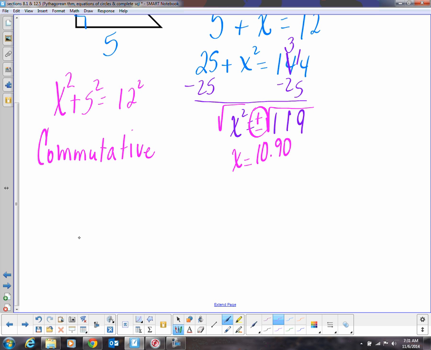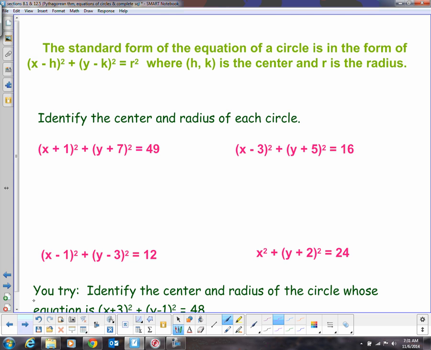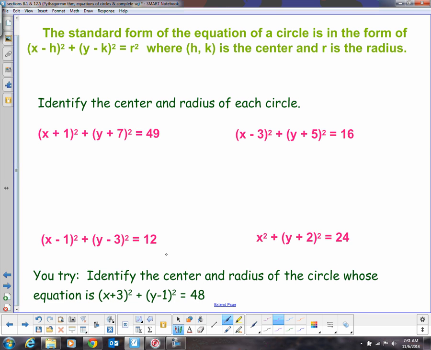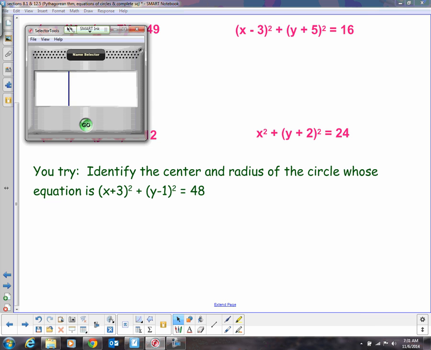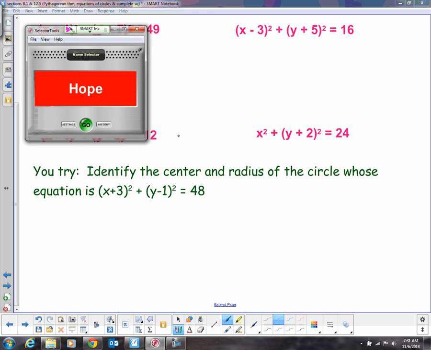I need to go do the lesson, and I'll come back to it. If I can, I'd like to do an application. Okay? All right, so this was yesterday. Let's see if we remember how to do this. I need to know the center and the radius. This first person is going to give me the center. Hope. Remember, let's refresh our memories.